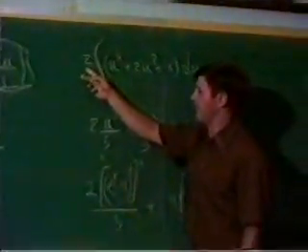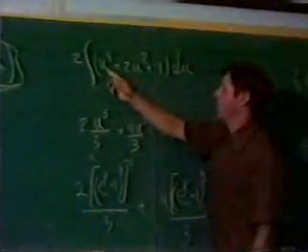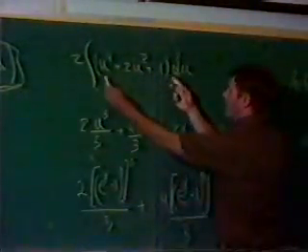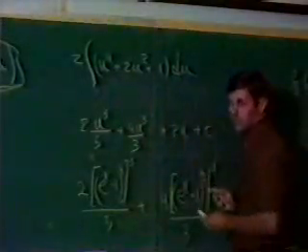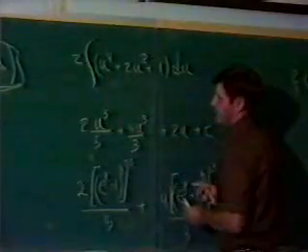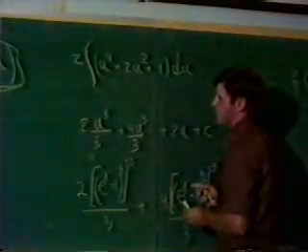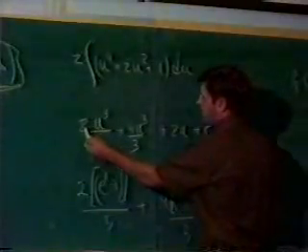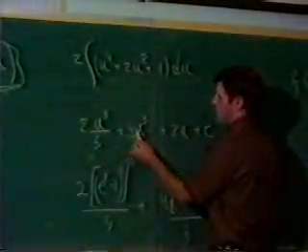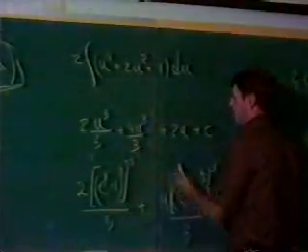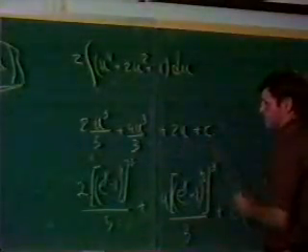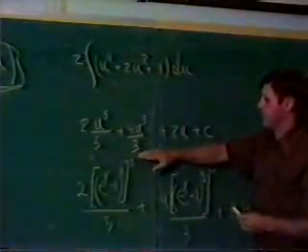Bringing the 2 out in front of the integral and squaring, we get u to the fourth plus 2u squared plus 1 quantity times du. Finding the antiderivative of each of these terms, we get 2 u to the fifth over 5 plus 4 u to the third over 3 plus 2u plus c. So the antiderivative has been taken.